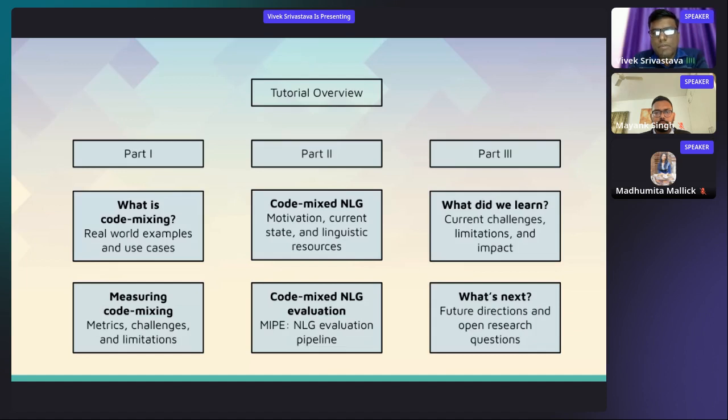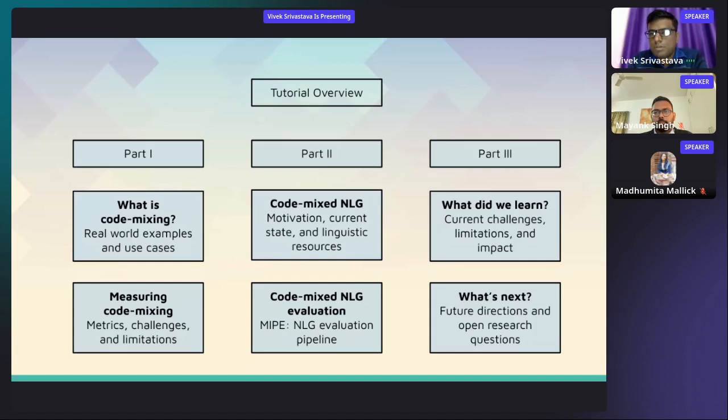In the second part, we will take this discussion forward and see one application of code mixing in various NLG tasks. We will see what are the different resources that are available. Then we'll see how the widely popular metrics which are available for monolingual NLG work with the code mixing setup, and then just a spoiler alert, they don't work well, and then we have proposed a pipeline that tries to address this problem of these metrics not performing well with code mixing.